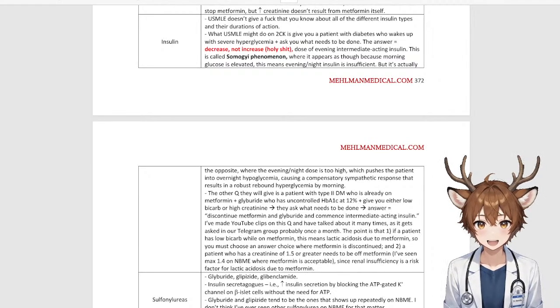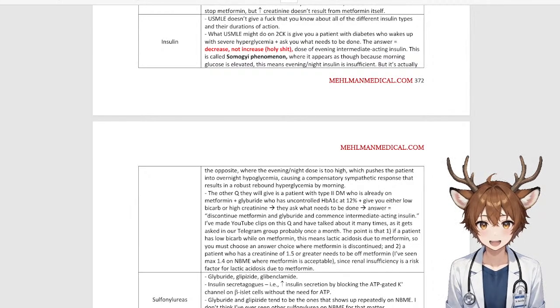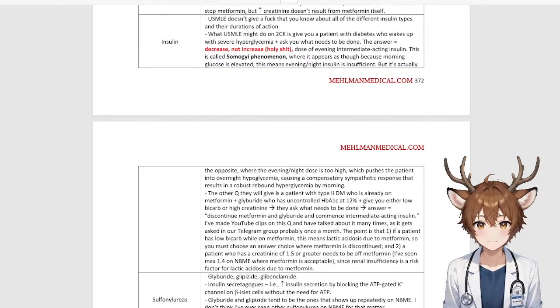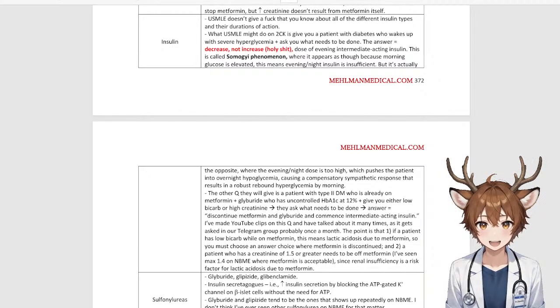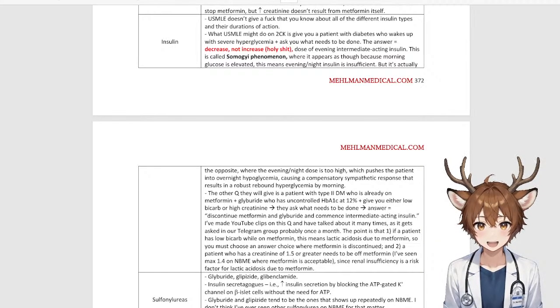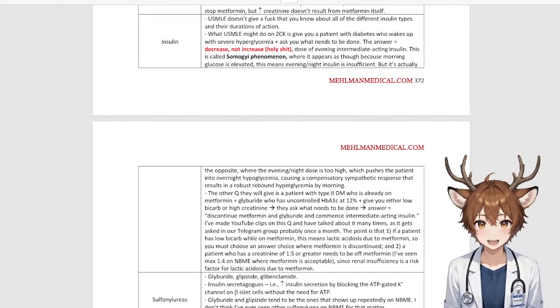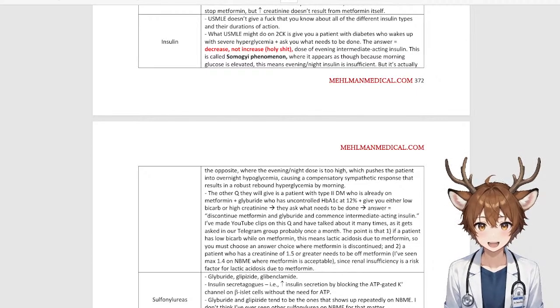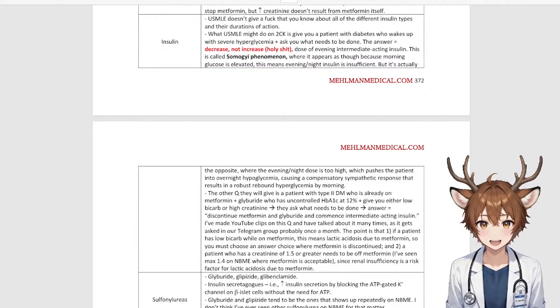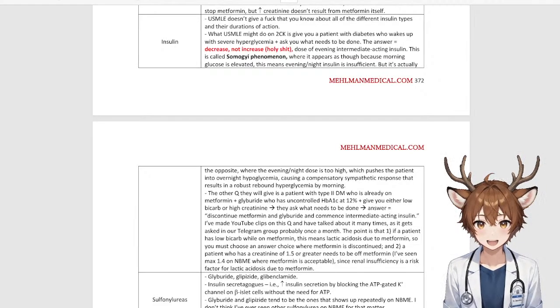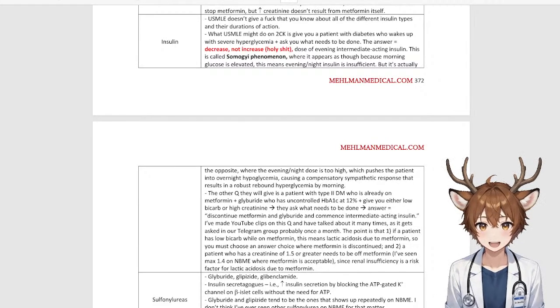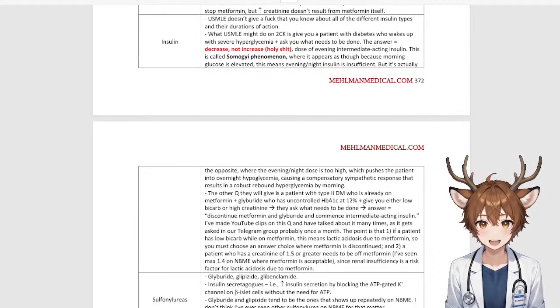The point is that, one, if a patient has low bicarb while on metformin, this means lactic acidosis due to metformin. So, you must choose the answer choice where the metformin is discontinued. And two, a patient who has a creatinine 1.5 or greater needs to be off metformin. I've seen max 1.4 on NBME where the metformin is acceptable, since renal insufficiency is a risk factor for lactic acidosis due to metformin.